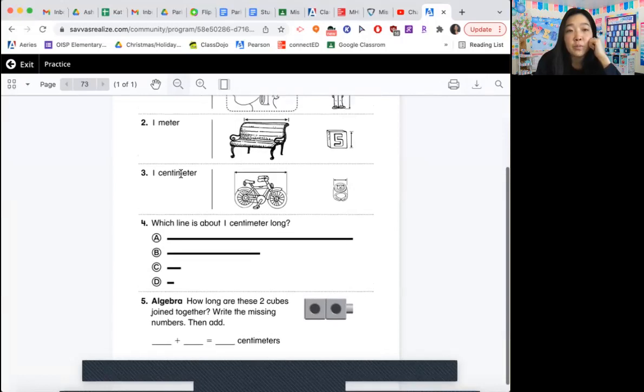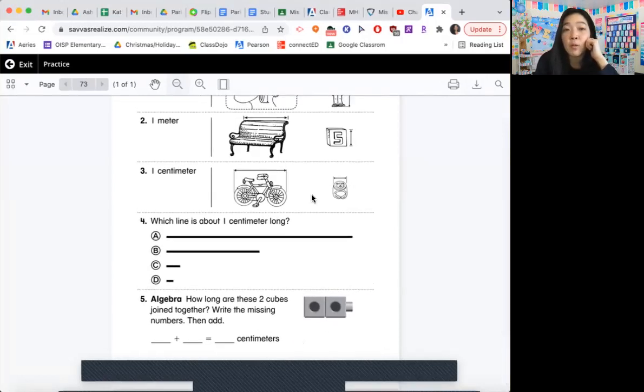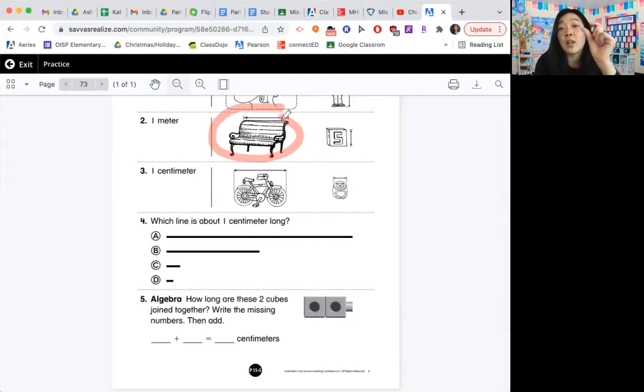Okay, number 2, 1 meter. So the length of a baseball bat, would that be the length of this chair or the length of this toy block? Of the chair. Okay, chair. 1 centimeter is the length about a staple. Would that be the bicycle or this baby ring? Baby ring.